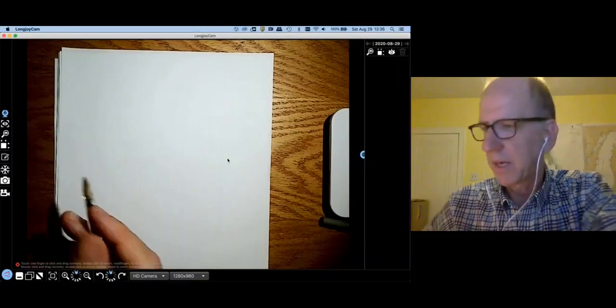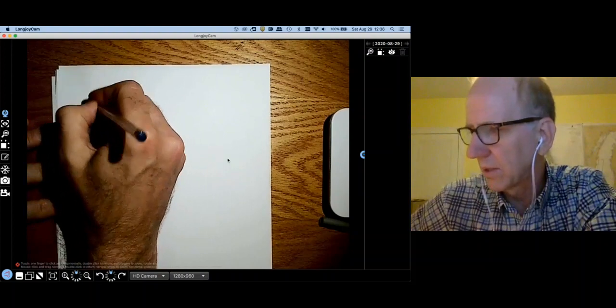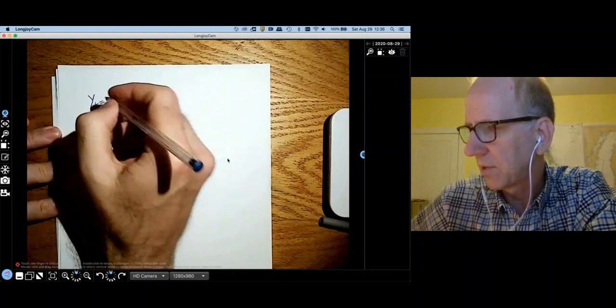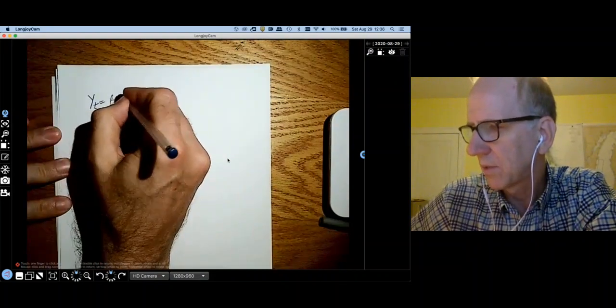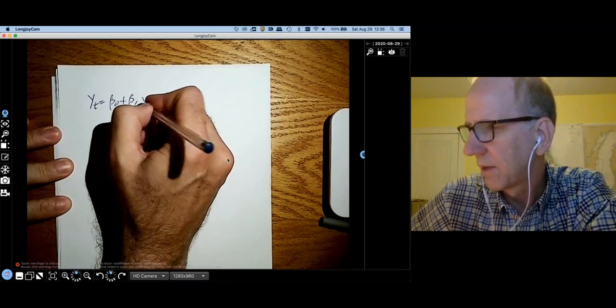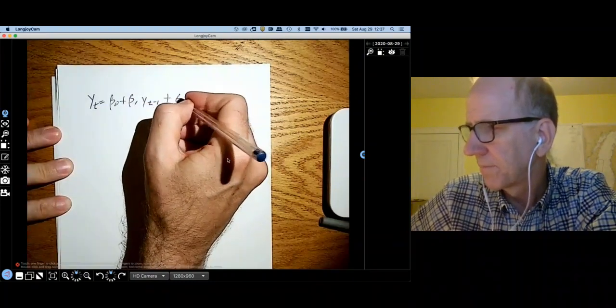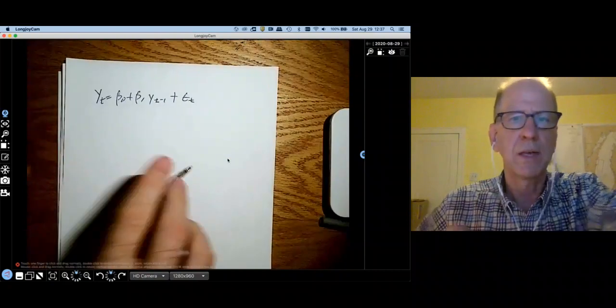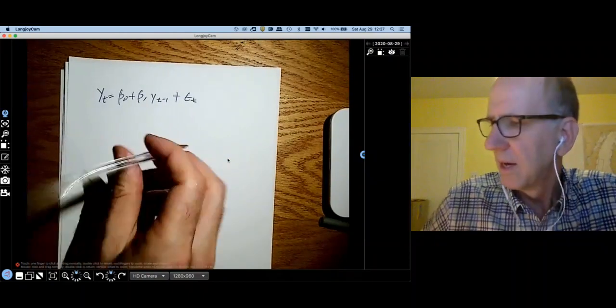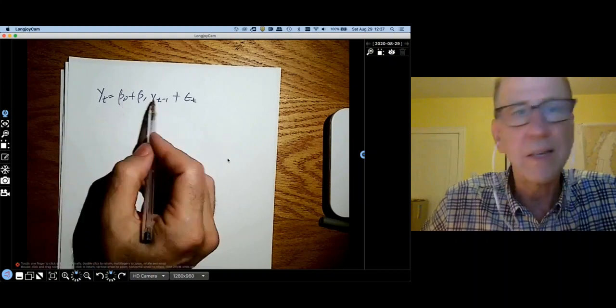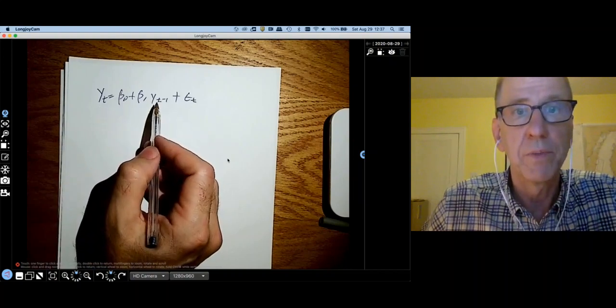I'll just go over the document camera for a second. We're going to write this as this. Y sub t is equal to some, you can think of it as a regression like this, plus some errors. All right, so that's what autoregression is. We're going to regress y sub t on the previous value of y.